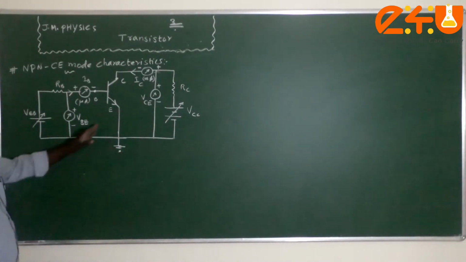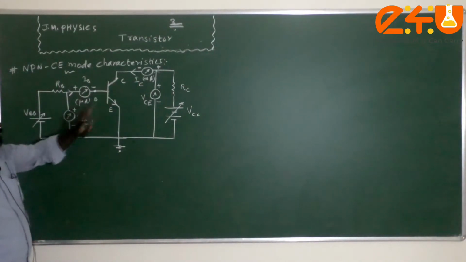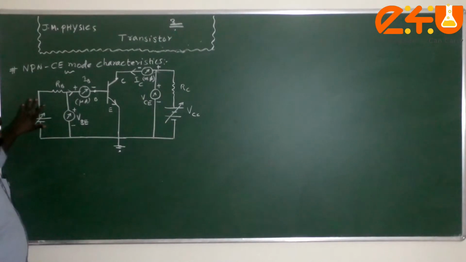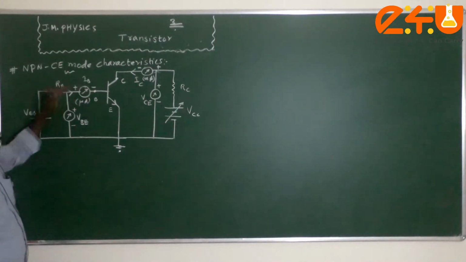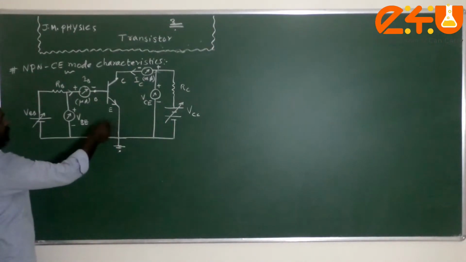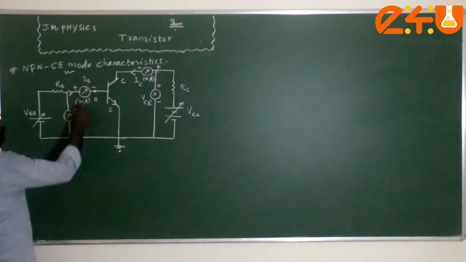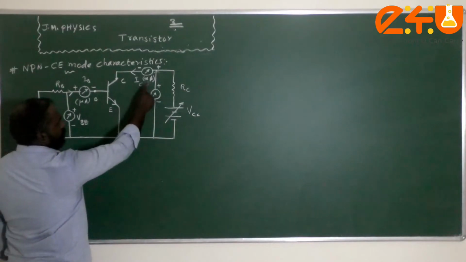Since we are talking about an NPN transistor, the base layer is positive, that means forward biased, so it is connected to the positive, and obviously the current is coming from the positive terminal of the battery. So IB, as we said earlier, is small, in microamperes, and the value of IC is in milliamperes.